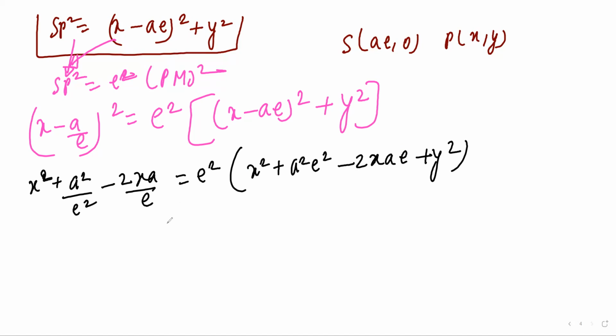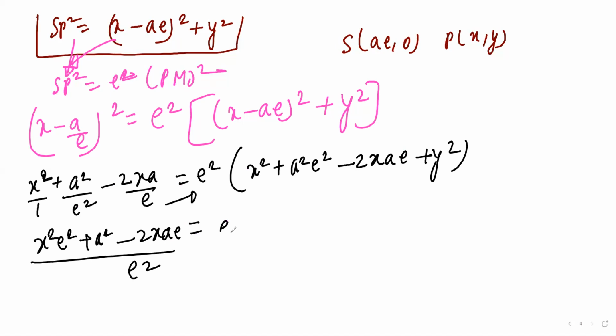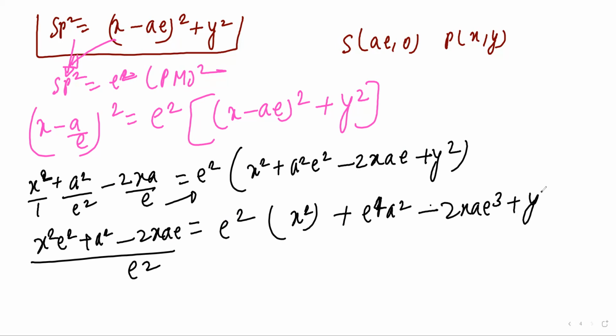So cross multiply and take the common. So cross multiply with e. So it is x. After taking the LCM, it will be (x²e² + a² − 2xae) divided by e² is equal to e² into x² + e⁴a² − 2xae³ + y²e². Understood up to this point?